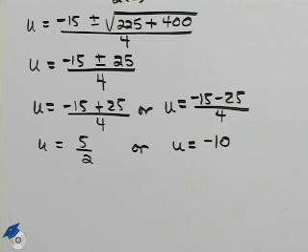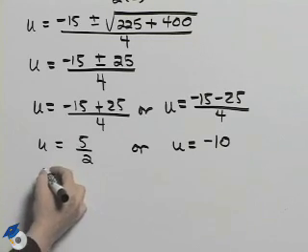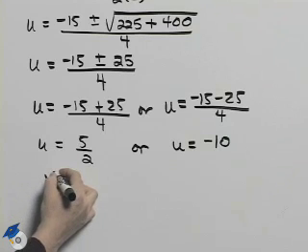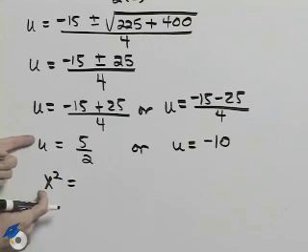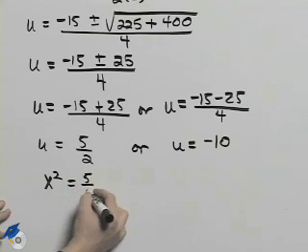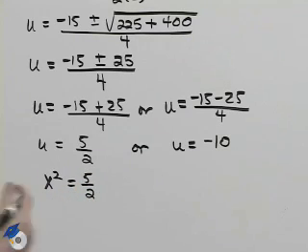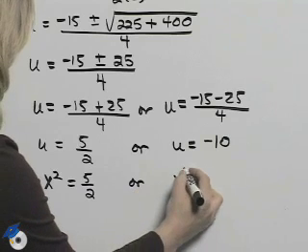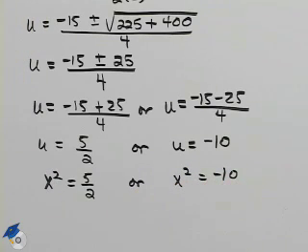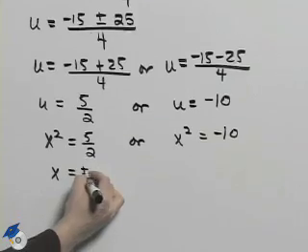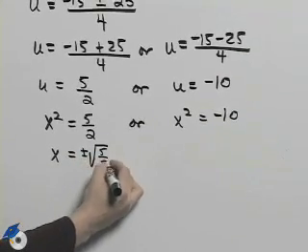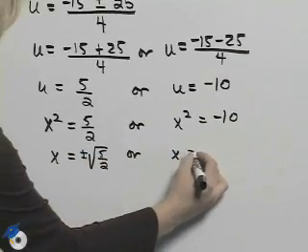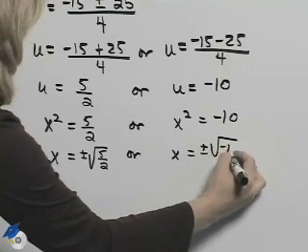Now remember, we're not solving for u, we're actually trying to solve for x. So what we have to do then is substitute x squared for u. So I make a direct substitution, and I have x squared is equal to 5 halves, or x squared is equal to negative 10. By the square root property, I will take the square root of both sides, and I will get x equal to plus or minus the square root of 5 halves, or x equal to plus or minus the square root of negative 10.